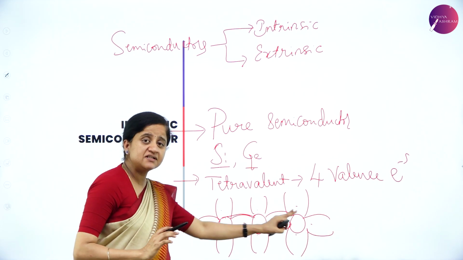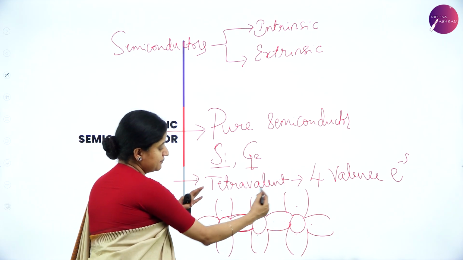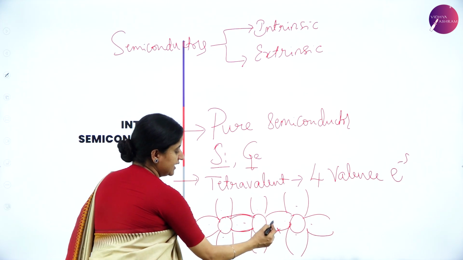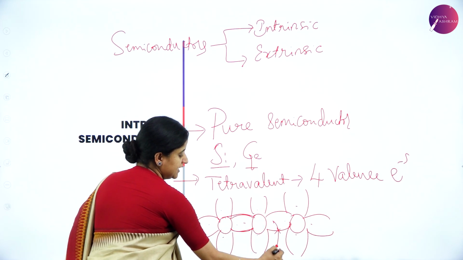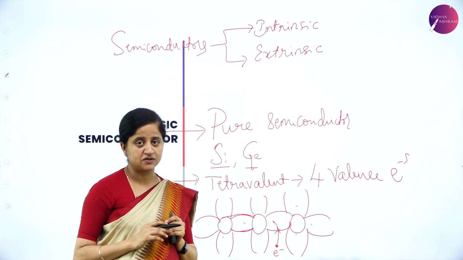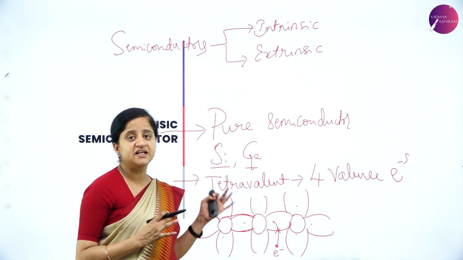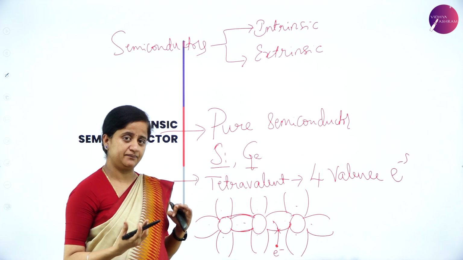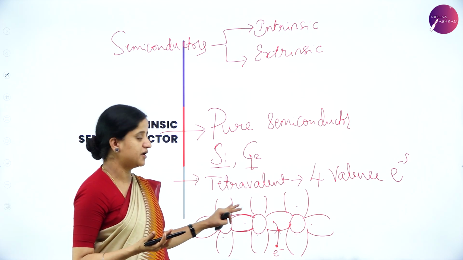So what happens to this as the temperature increases? As the temperature increases, this covalent bond breaks and one of the electrons will come out as a free electron, and this free electron helps in the conduction process. So to increase the conductivity in case of intrinsic semiconductor, we have to increase the temperature. As the temperature increases, the bond breaks.